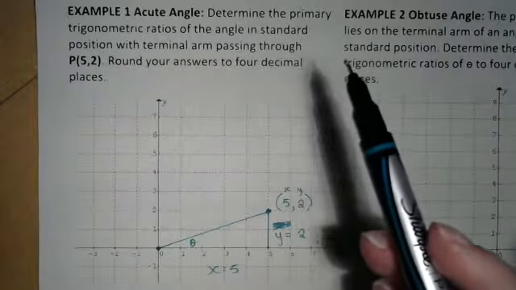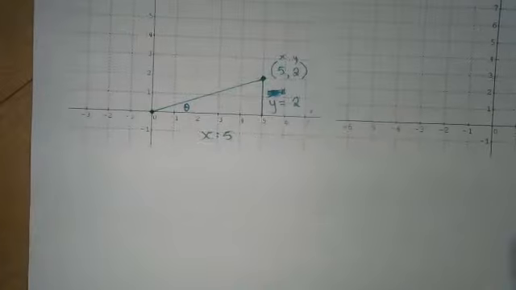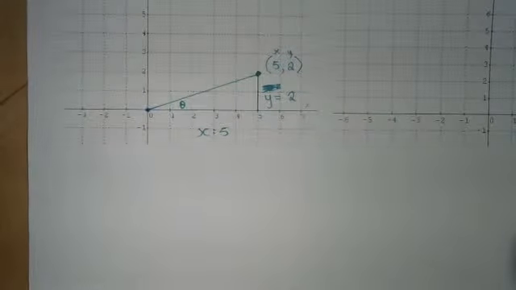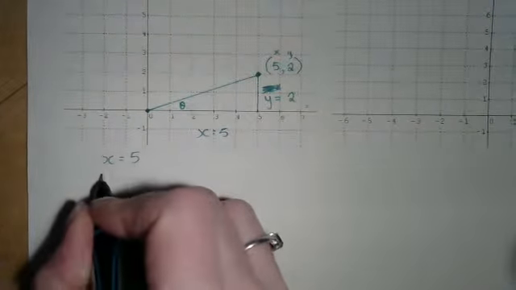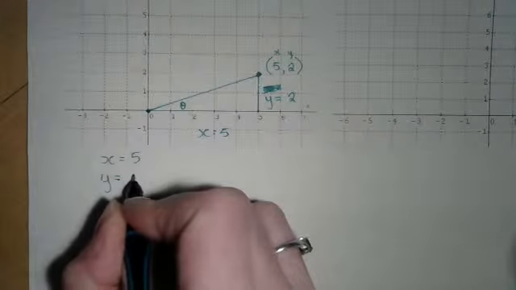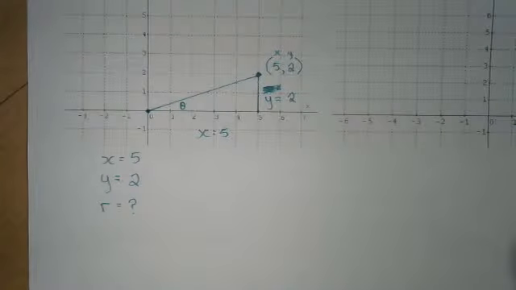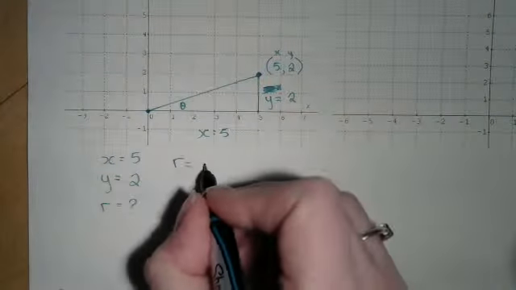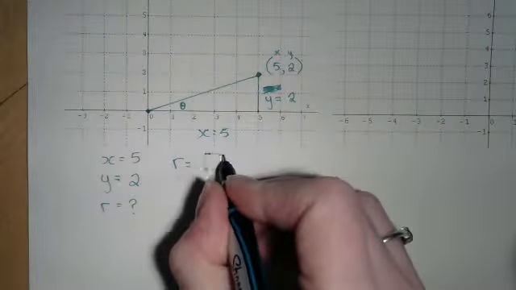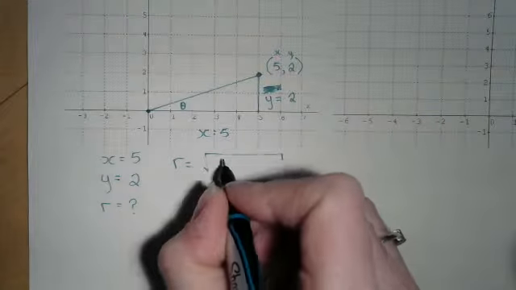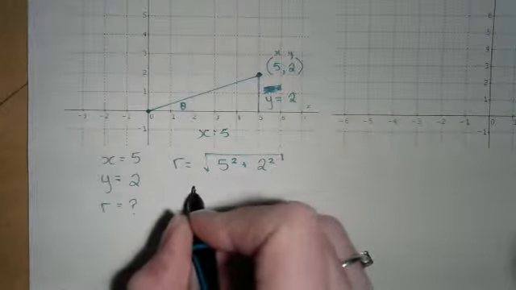So it says determine the primary trig ratios. All we have to do for this one is, first of all, write down what x is, write down what y is, and now the only other thing we need is r to be able to calculate all of my trig ratios. So r is, remember, the hypotenuse. If we rearrange our Pythagorean theorem, we know that r is the square root of a squared plus b squared. Doesn't matter which one's which: 5 squared plus 2 squared.